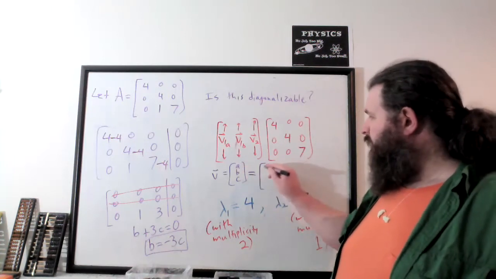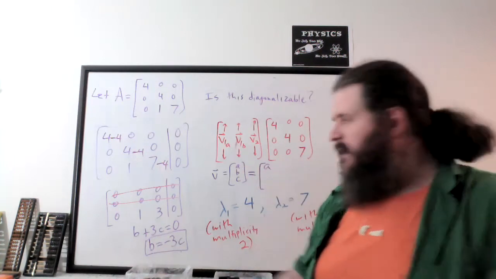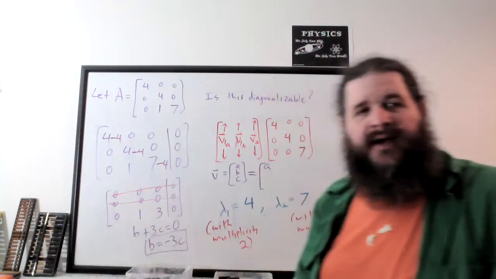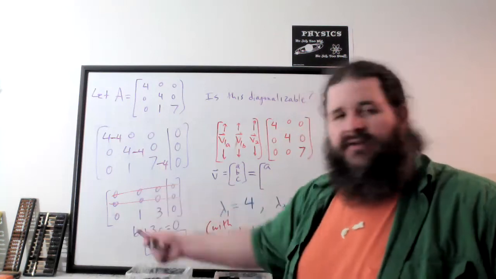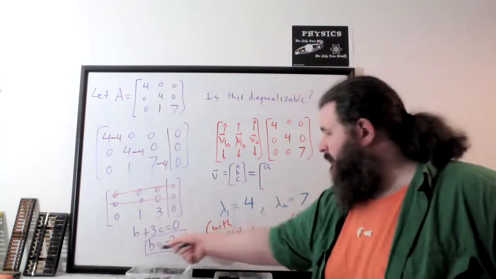Keep A as a free variable because we don't know anything about A. The A column has no pivot, so A has to be a free variable. B is a fixed variable because there is a pivot in the B column. So we'll replace B with negative 3C.